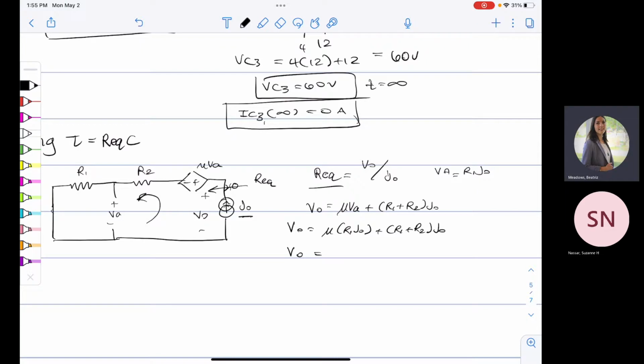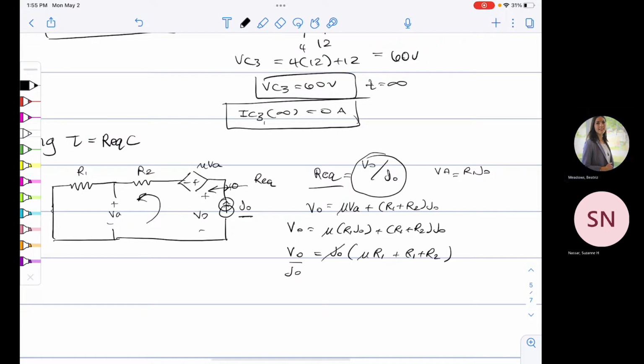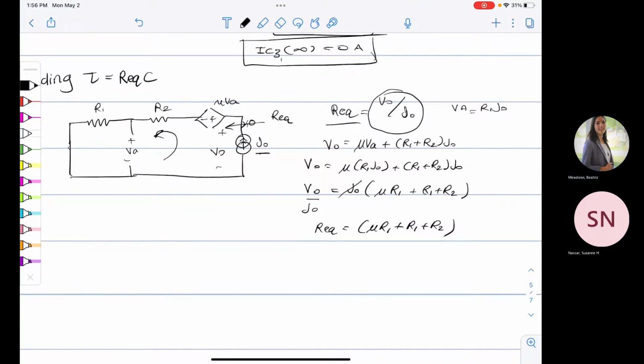There's an easier method here just to get J naught out of the picture completely. Remember this formula here? Yep, exactly. So we can factor out J naught, leaving mu plus R1 plus R2. All right. So then if we divide by J naught, what is that going to give us? Yep. So do we know all these values? Yes or no, team?